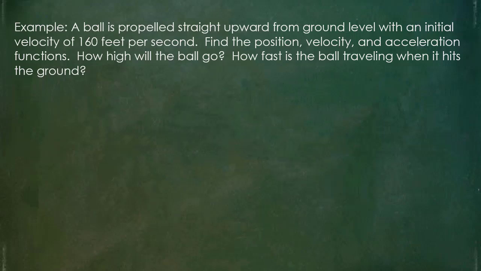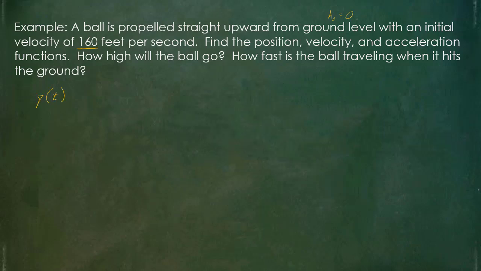If I had a ball propelled straight upward from ground level, that would mean my initial height is equal to 0, with an initial velocity of 160 feet per second, so that would be my v sub 0, or my initial velocity. I need to find the position, velocity, and acceleration functions. So let's go ahead and knock that part out first.